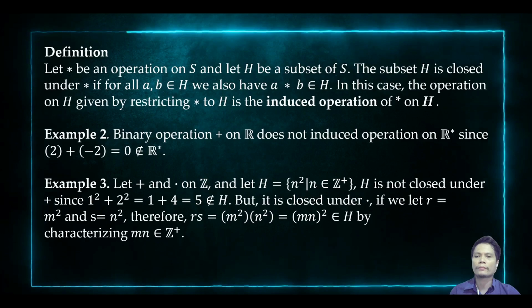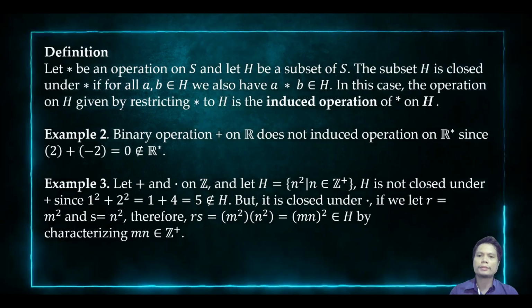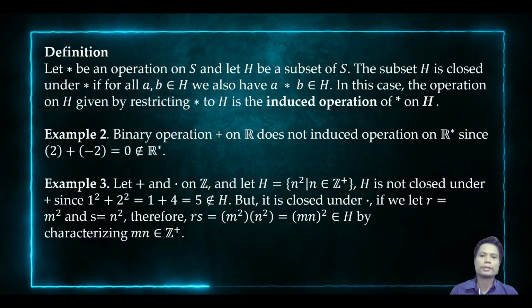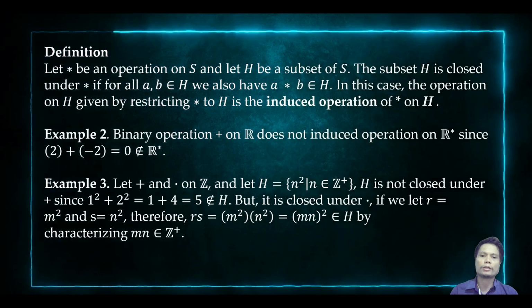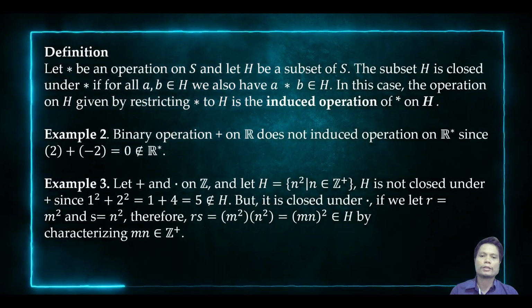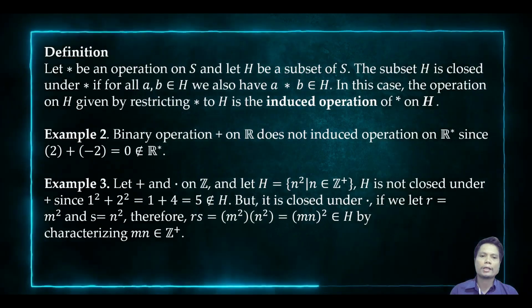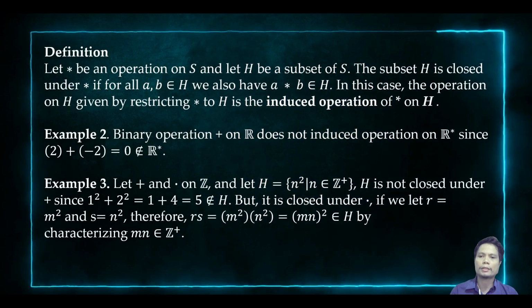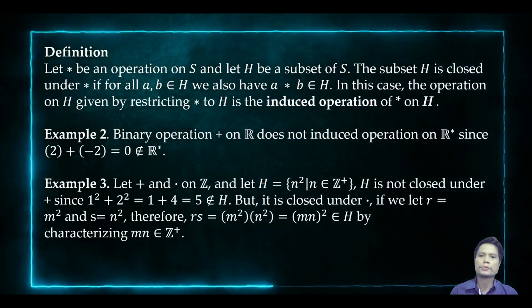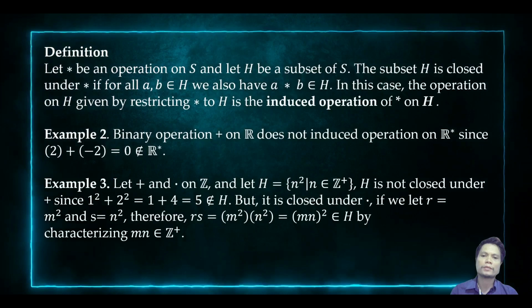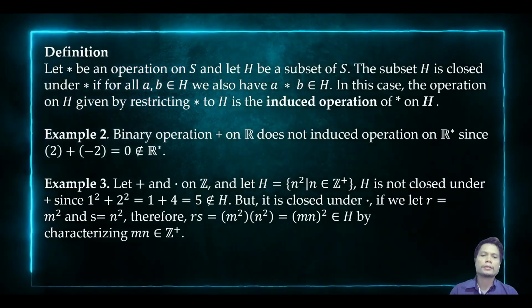Example number 3. Let addition and multiplication be on the set of integers, and let H be the set of n squared such that n is an element of positive integers. H is not closed under addition since 1 squared plus 2 squared is equal to 1 plus 4, which is 5, which is not an element of H, but it is closed under multiplication.